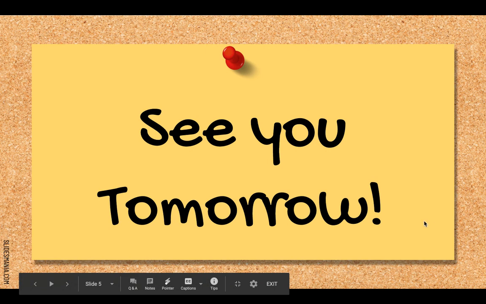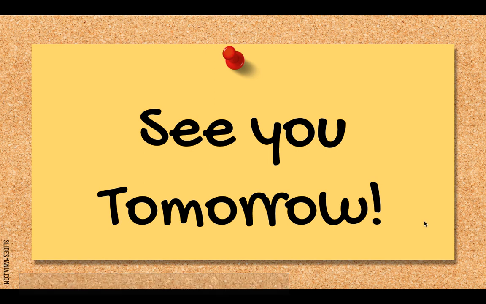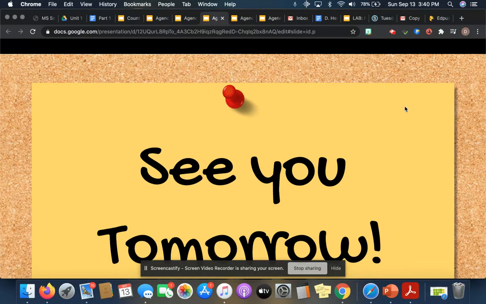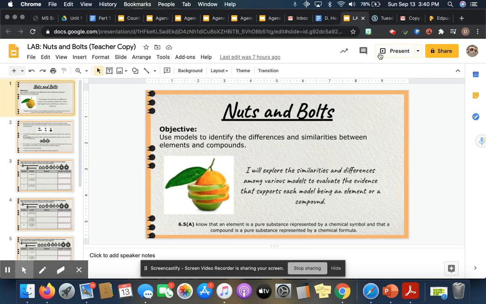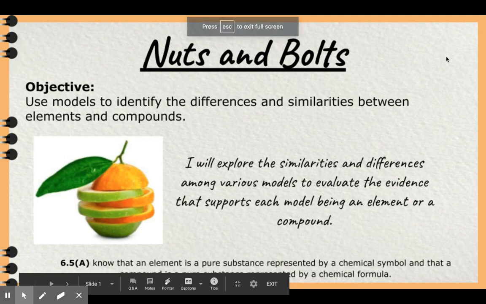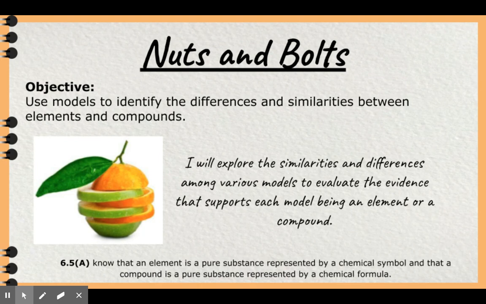So I'm going to take you to the slides for our nuts and bolts lab, and then I'm going to walk you through the process here. Okay, so this is our nuts and bolts lab. Your objective is to use models to identify the differences and similarities between elements and compounds. You're going to explore the differences and similarities amongst various models to evaluate the evidence that supports each model being an element or a compound.